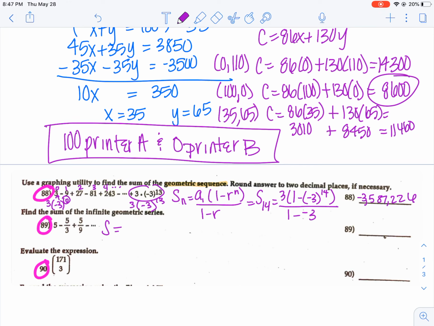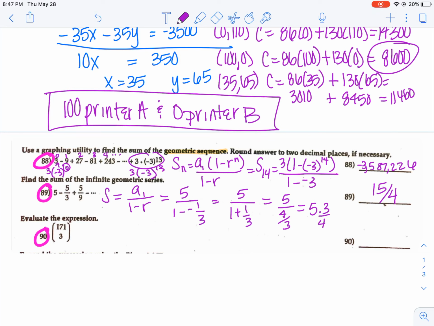All right, 89, sum of infinite geometric series. So infinite, your equation is S equals first term over 1 minus r. Our first term here is 5. 1 minus r, r is the ratio. What are we multiplying by? To get from 5 to 5/3, you're multiplying by 1/3. The signs are switching though, so you're multiplying by negative 1/3. So our ratio is negative 1/3 here. Then you get 5 over 1 plus 1/3, which is 5 over 4/3, which is 5 times 3/4, or 15/4.